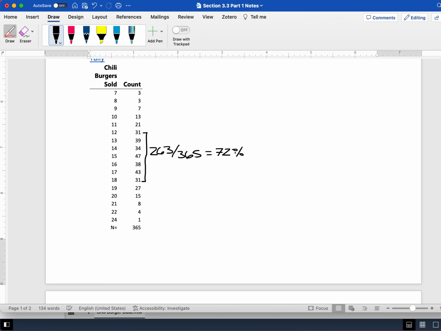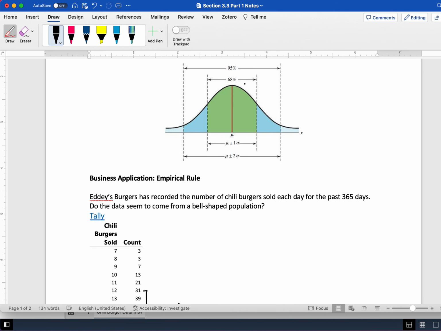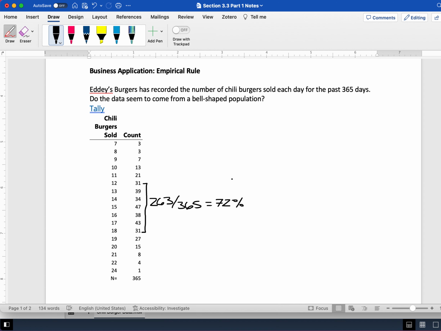So remember, what I want to know is if that is close to the 68%. Now, obviously, it's not exactly 68%. Is it close enough? I would say yes. If it's within 5%, that's probably close enough. So it doesn't have to be exactly that percentage, but close enough.